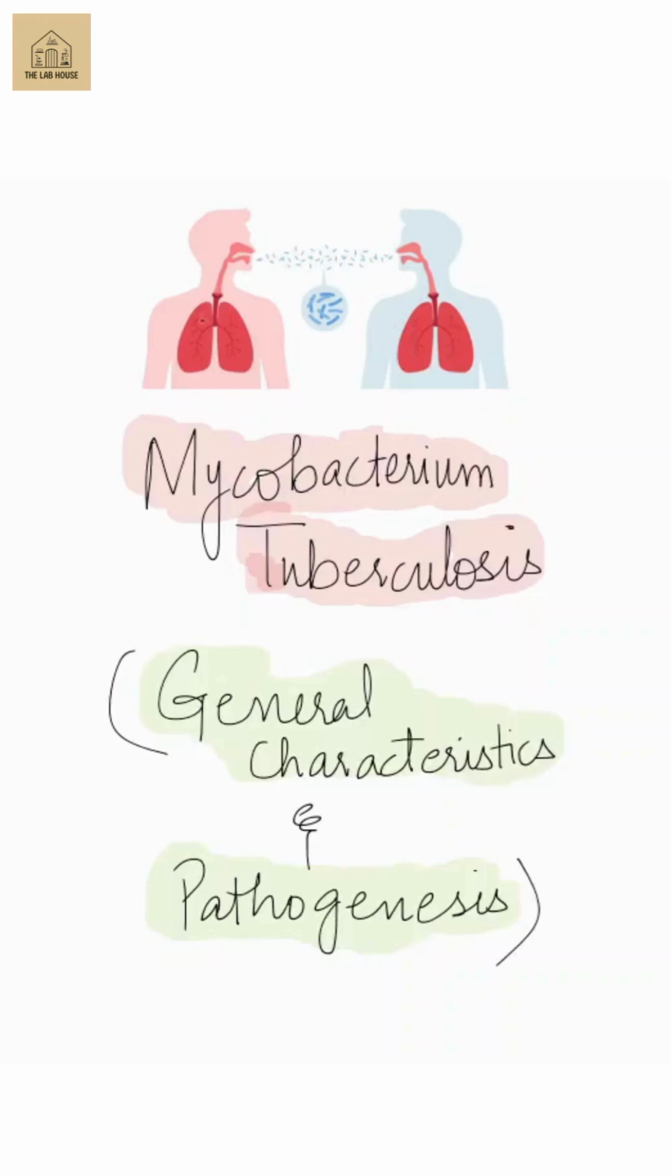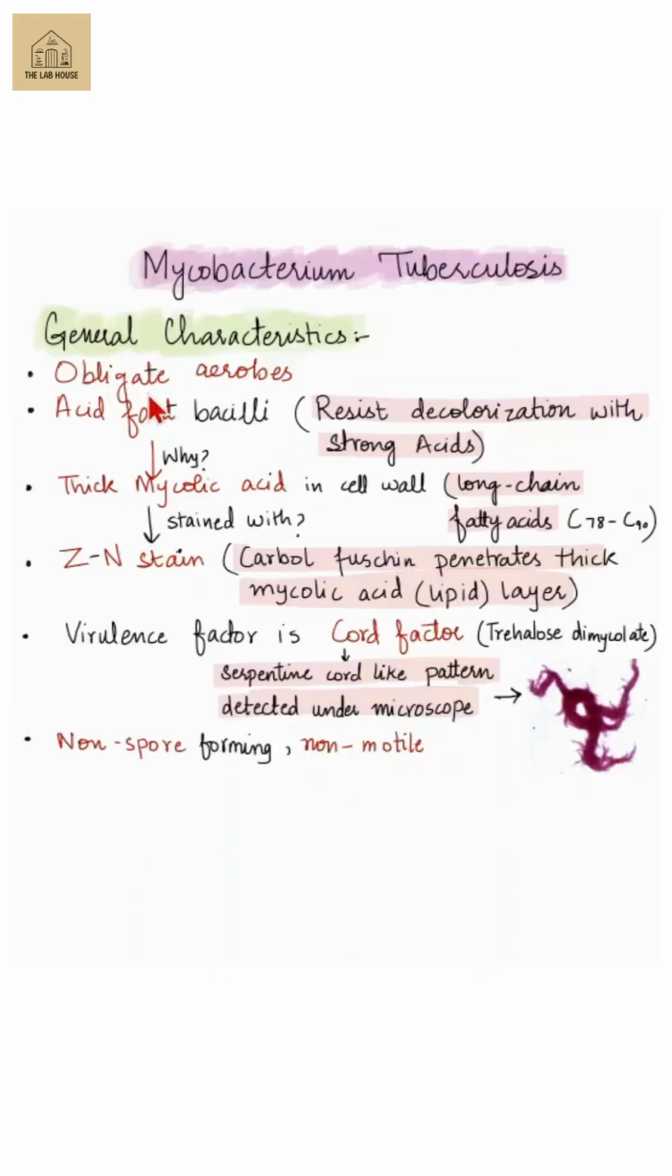Welcome, people. Today we will discuss the most important bacterium, Mycobacterium tuberculosis, which spreads from person to person through sneezing, coughing or even just talking. Let's cover the general characteristics of Mycobacterium tuberculosis. It is an obligate aerobe. It means it requires oxygen for its survival. Without oxygen, it cannot survive.